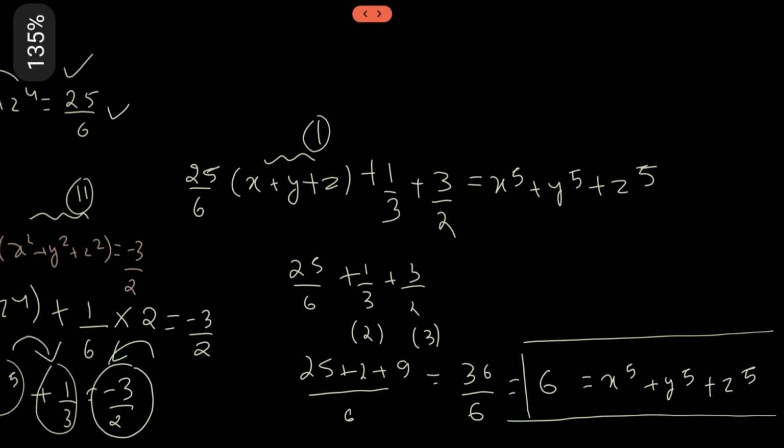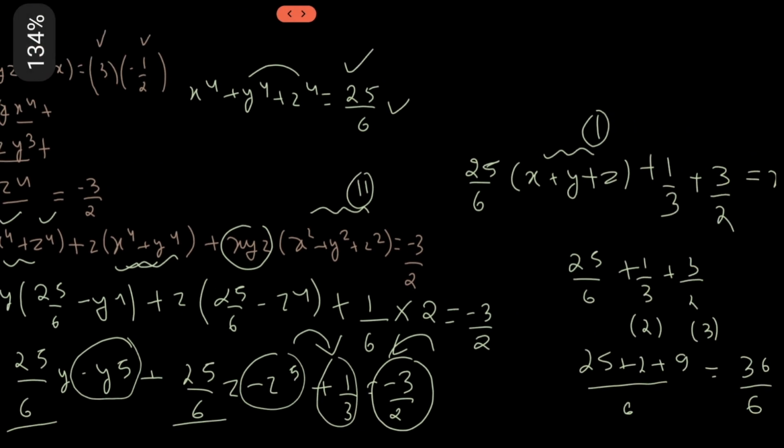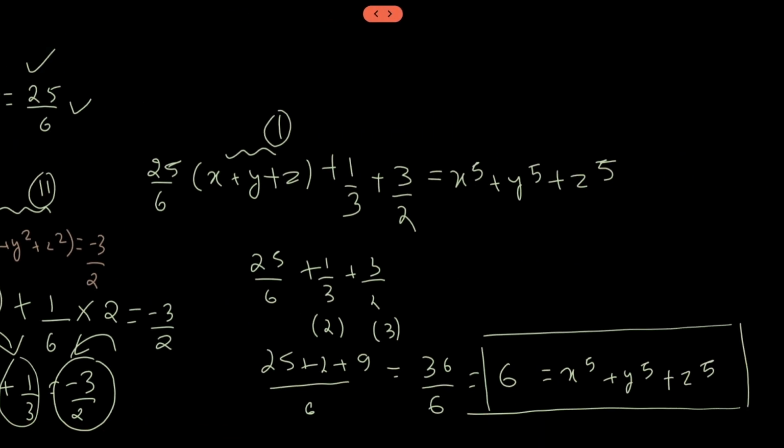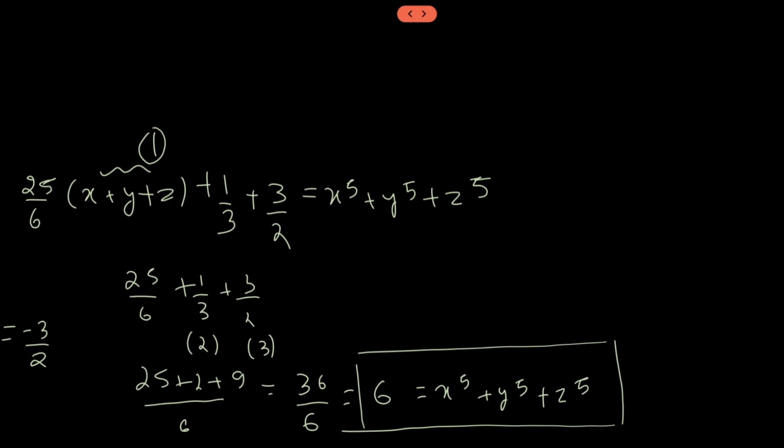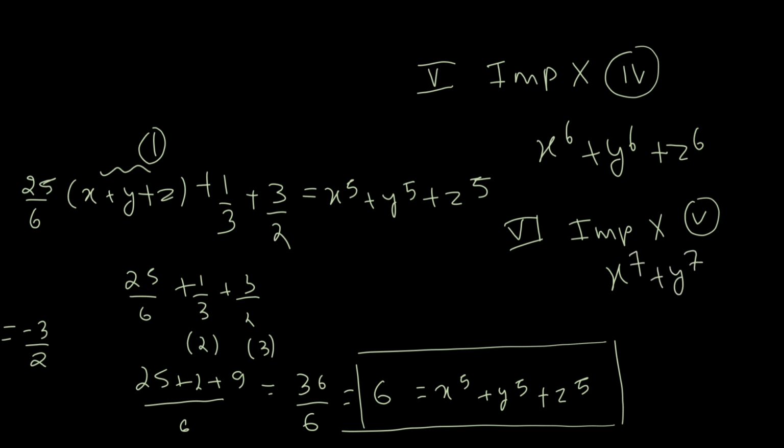Now you may see a pattern over here. This was step number 4, and we multiplied the important equation with equation number 3 so as to get the value for x^5 plus y^5 plus z^5. Similarly, the fifth step would be to multiply the important equation with equation number 4 so as to get the value for x^6 plus y^6 plus z^6. Similarly, in the sixth step, you can multiply the important equation with equation number 5 so as to get the value for x^7 plus y^7 plus z^7. Even if the question is to find the value for this, you have to follow all the 6 steps.